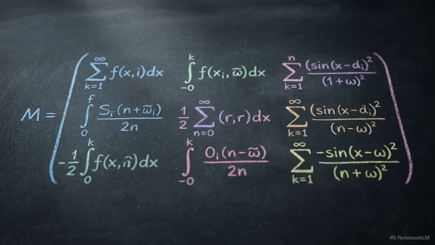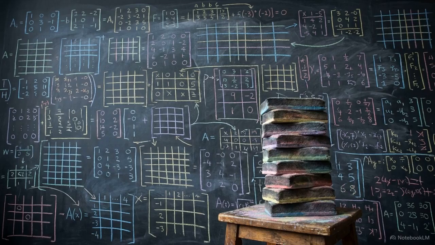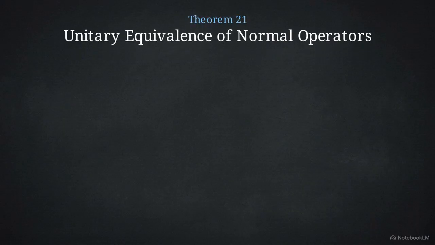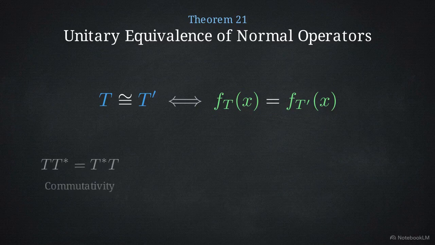This leads to the concept of unitary equivalence, the test for whether two operators that look different are actually performing the same geometric transformation. Proving this equivalence usually requires constructing a unitary matrix that maps one operator onto the other, a process that can be computationally exhaustive. For normal operators, Theorem 21 simplifies the requirement. To prove two normal operators are unitarily equivalent, you only need to show that they share the same characteristic polynomial.